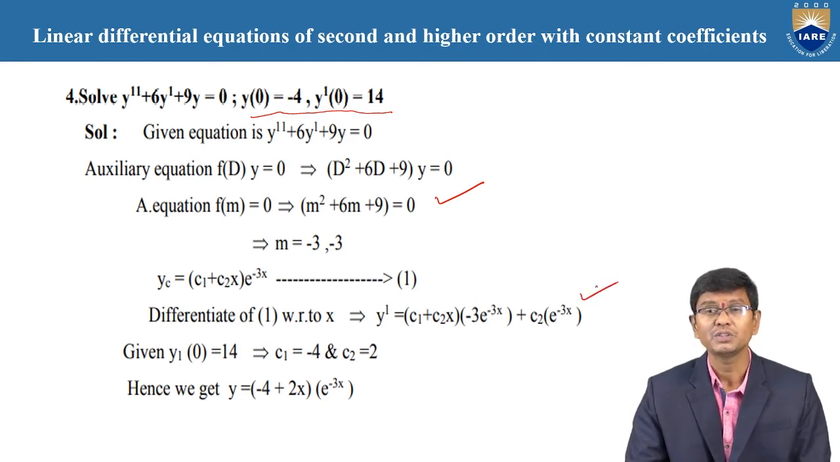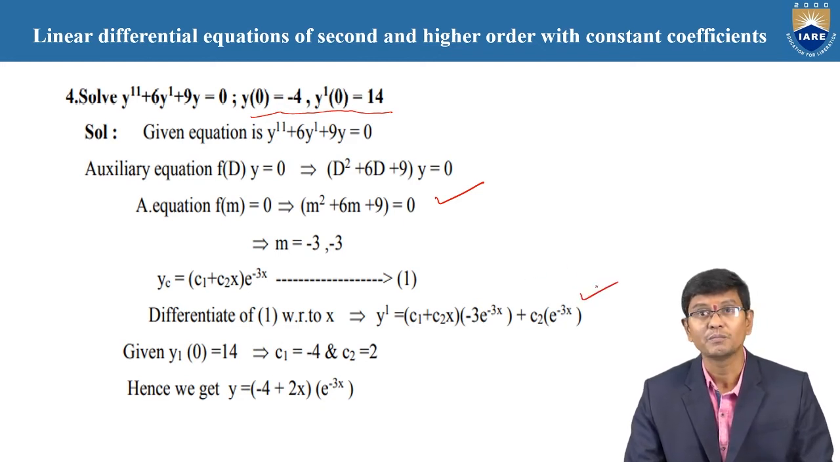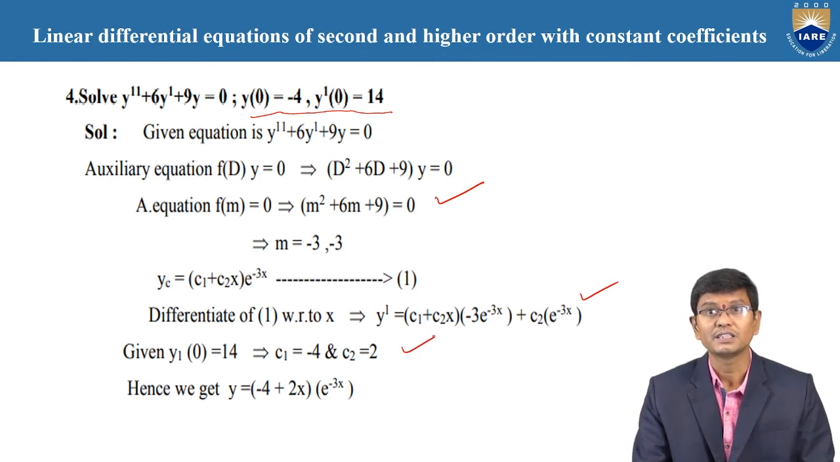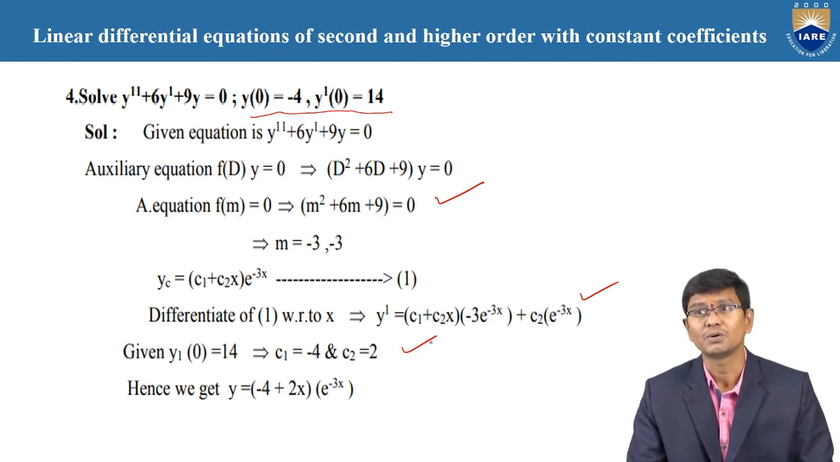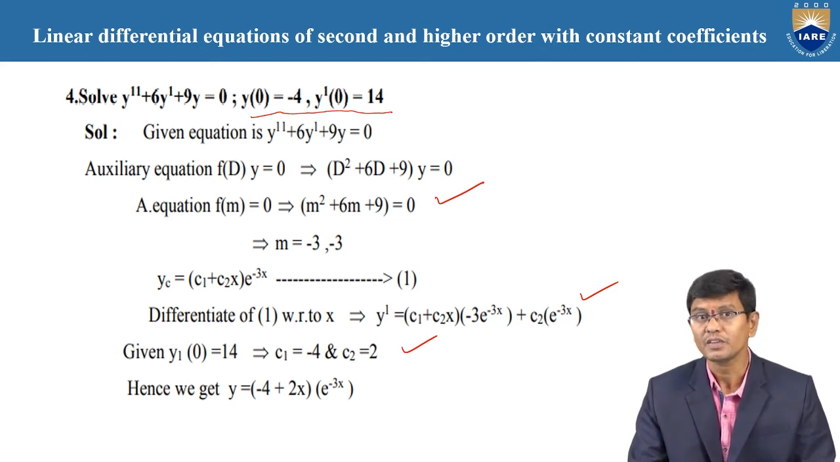And here, using the initial values of the given problem, that is y(0) = -4 and y'(0) = 14, and solving with the help of those equations, you obtain c1 = -4 and c2 = 2. Therefore, the final general solution is y = (-4 + 2x) e^(-3x).